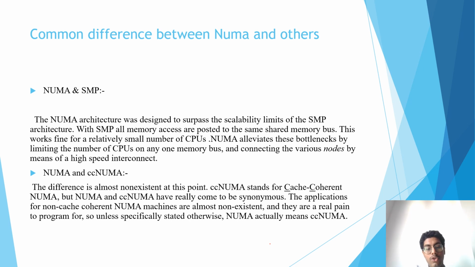The applications for non-cache coherent NUMA machines are almost non-existent, and they are a real pain to program. So unless specifically stated otherwise, NUMA actually means CC NUMA. If they have stated that this CC NUMA is different, then that is another thing. But at a basic level, these both are actually the same, or synonyms, right?